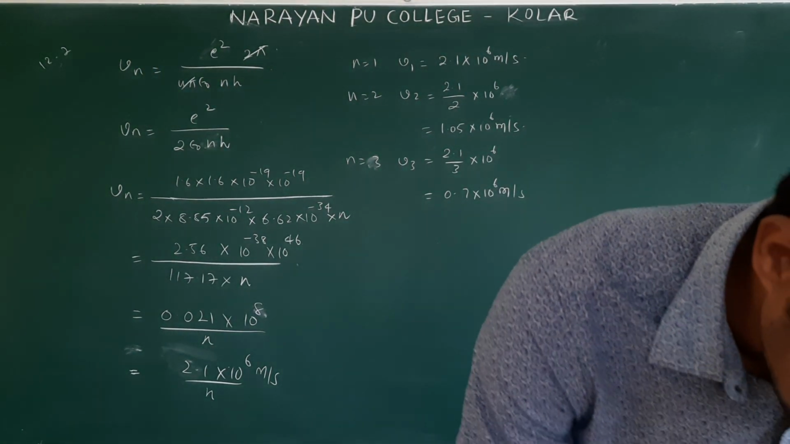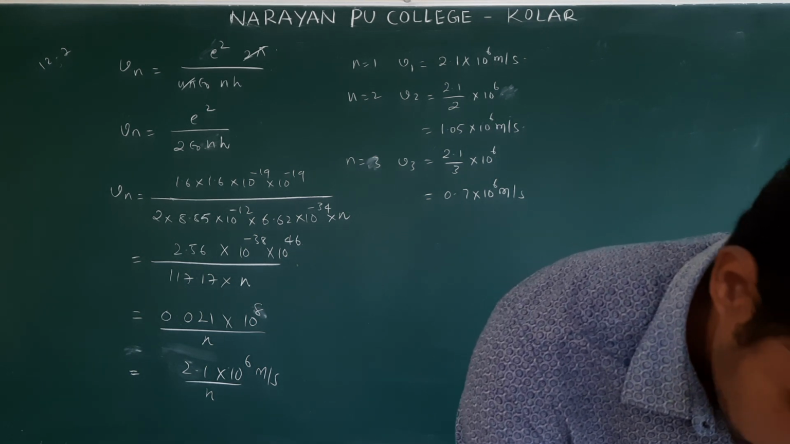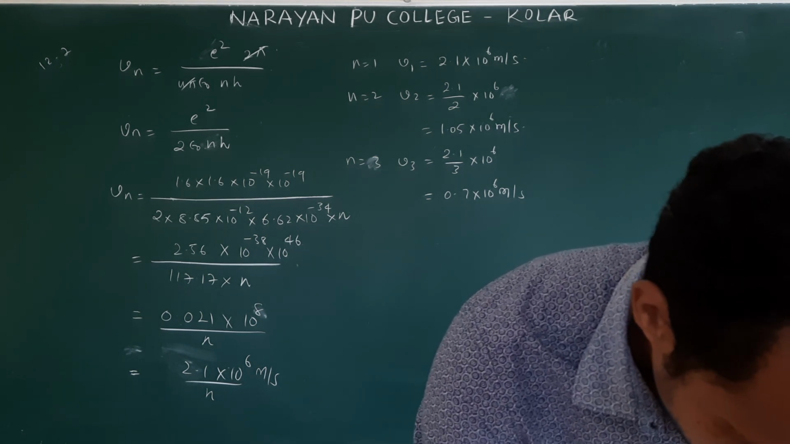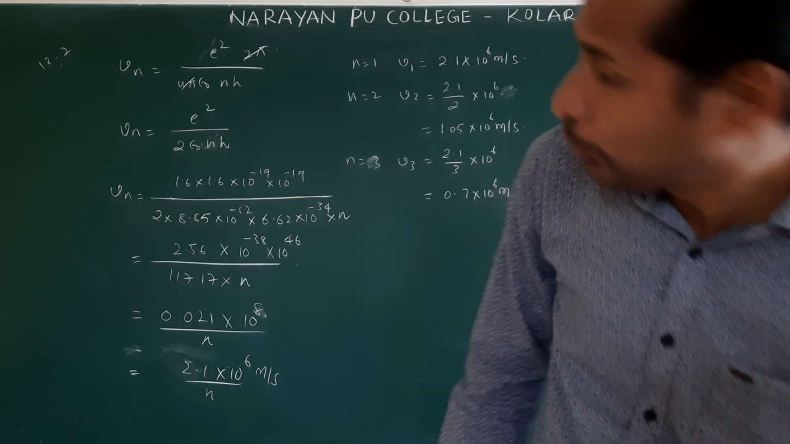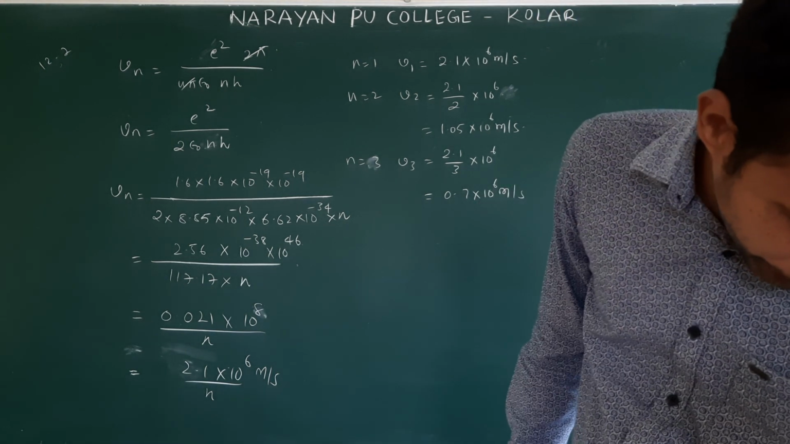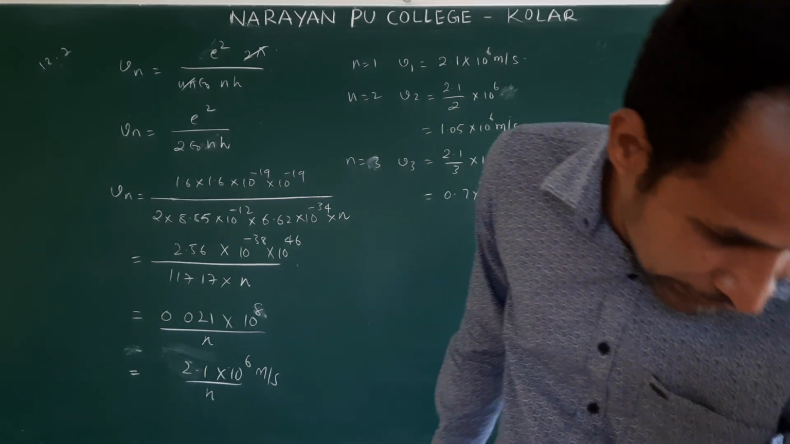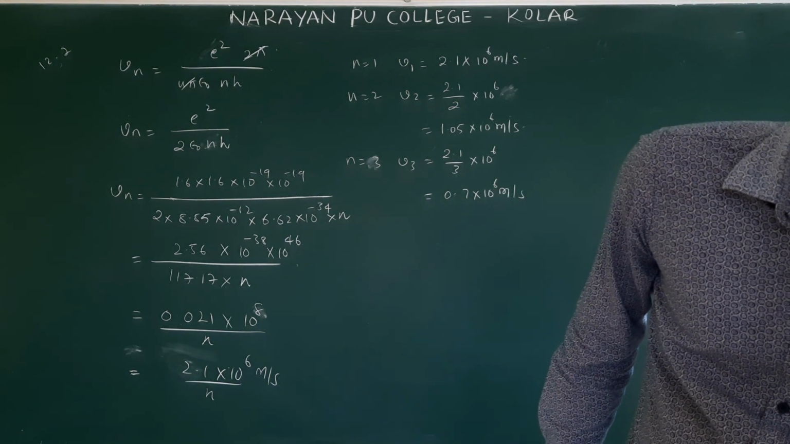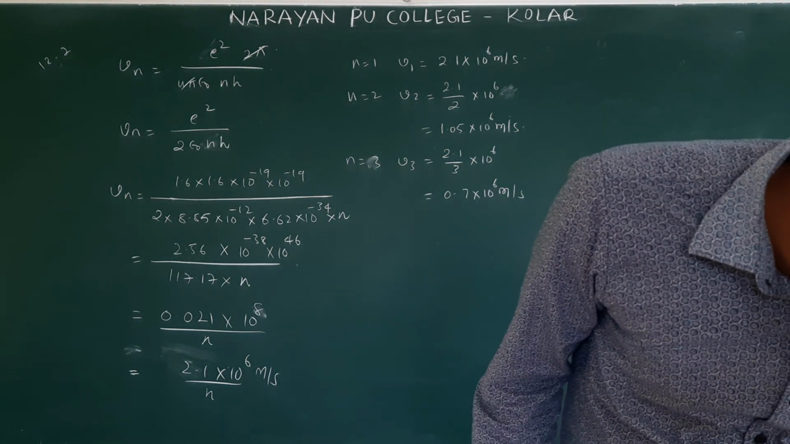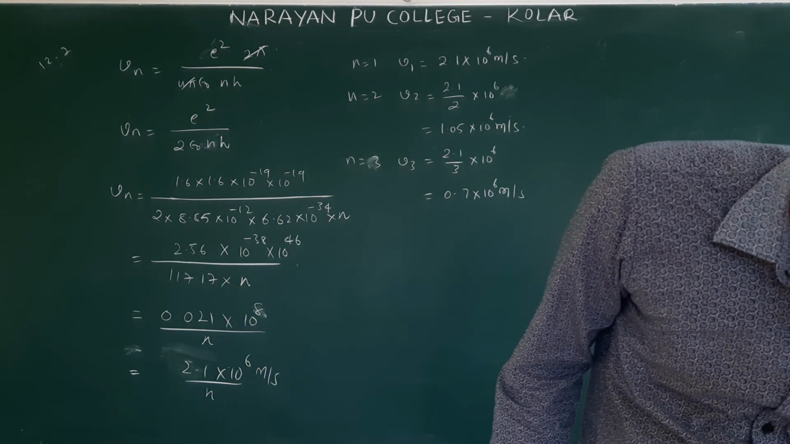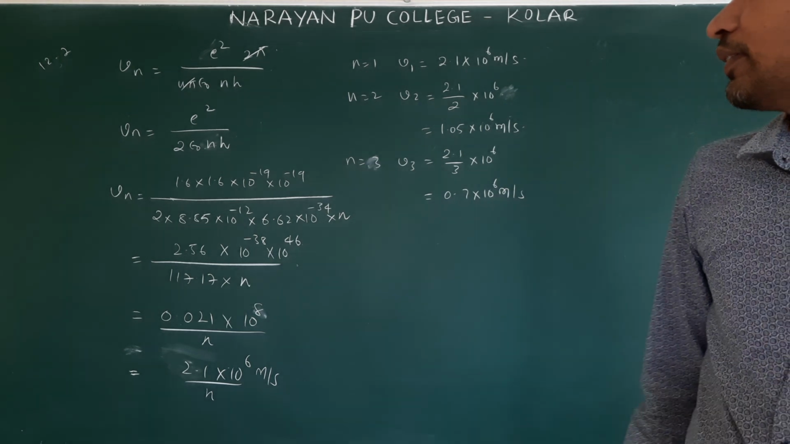Let me check whether these answers are correct or not. 2.18, exactly, yes, correct. 1.09, so 10 power 5. Right, what we did is correct. We calculated the velocity. Next they are asking for the orbital period in each of these levels, the time period.